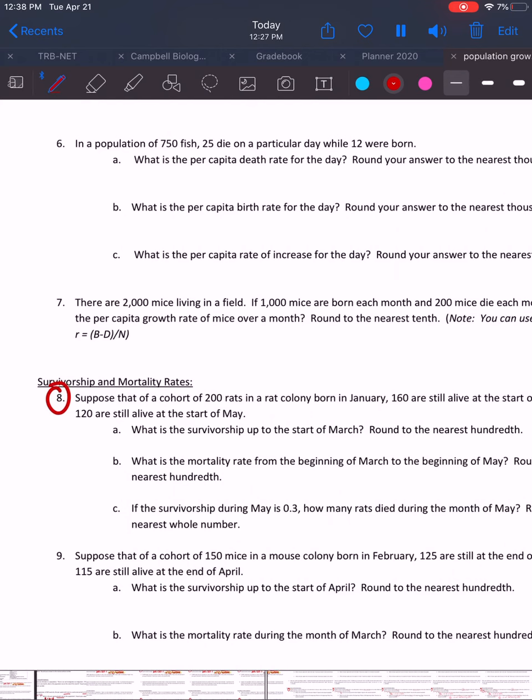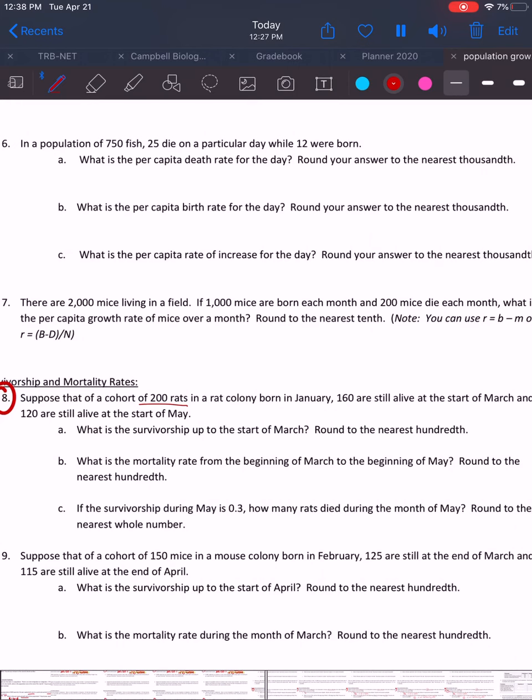Okay, so survivorship is just like it sounds. It's going to be the organisms that have survived, and mortality rates are those that did not. Okay, so number 8, talking about some rats here. It says, suppose that a cohort of 200 rats in a rat colony born in January. We have 160 still alive at the start of March. We have 120 still alive at the start of May. So again, we can see that our rats are dying off.